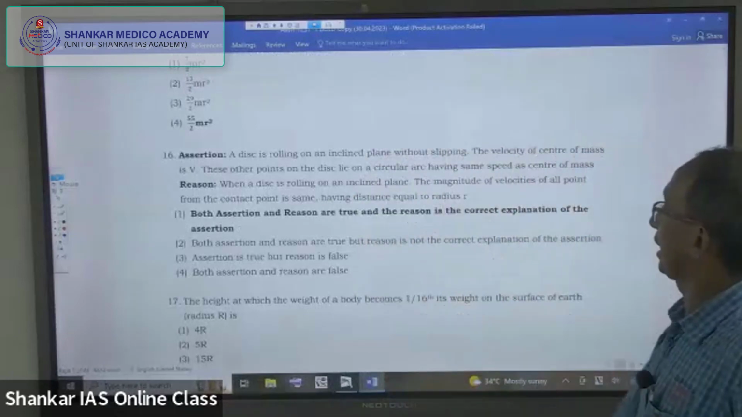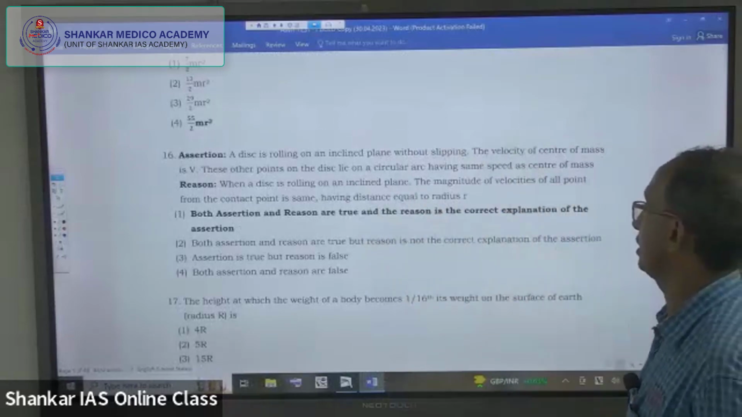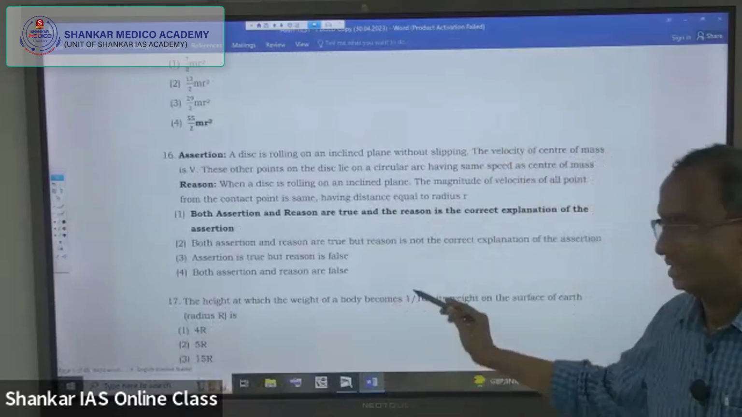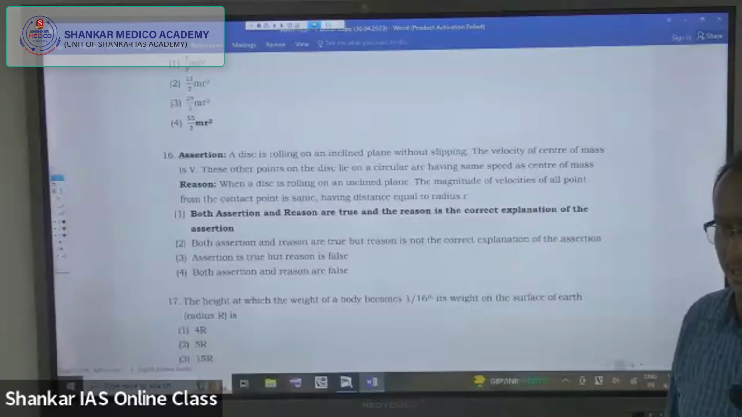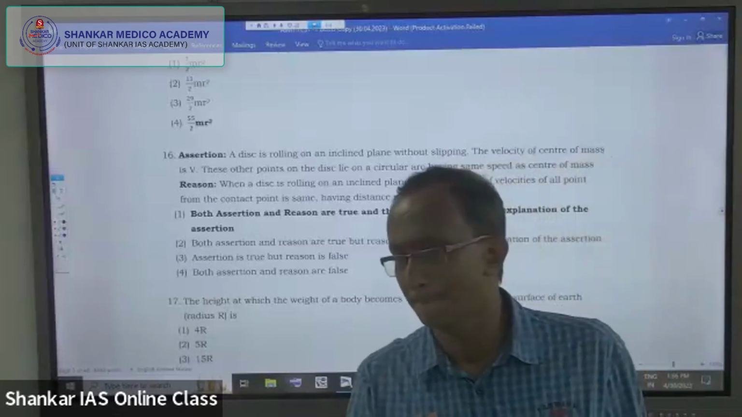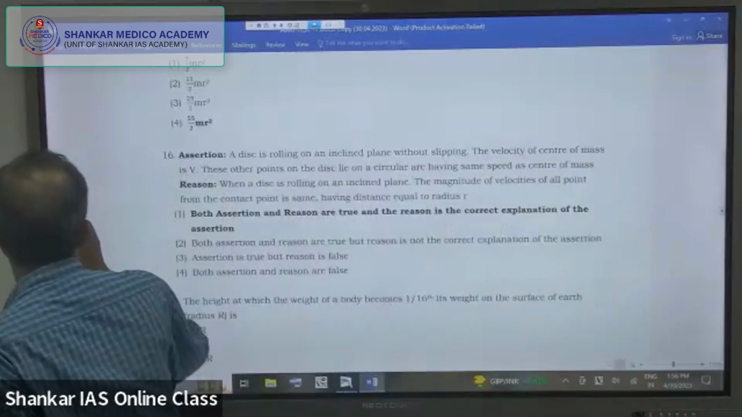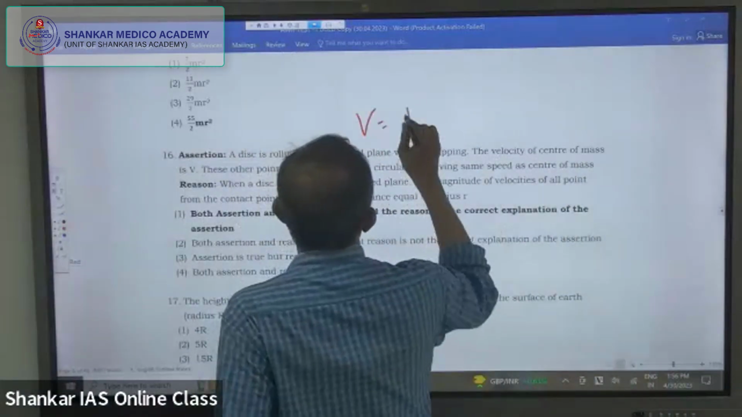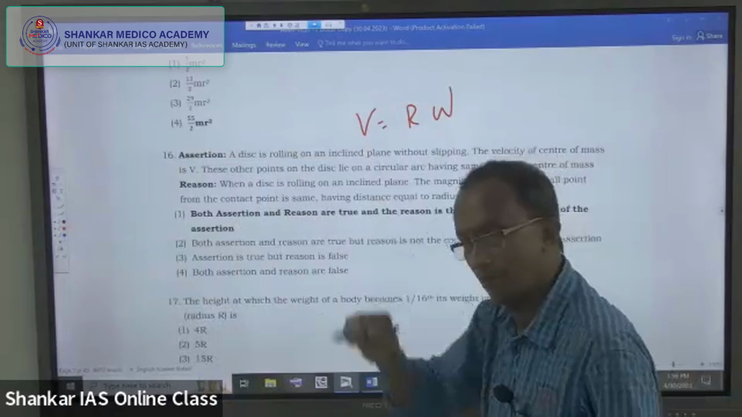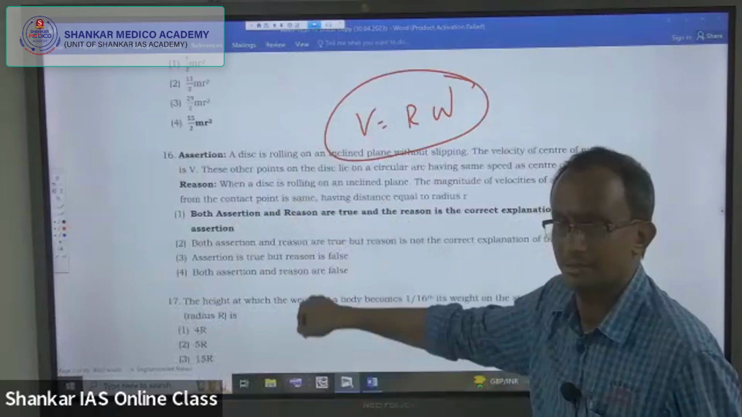A disk is rolling on an inclined plane without slipping. The velocity of the center of mass is v. The points on this line on a circular arc have the same speed as the center of mass. Here, the assertion is correct. The reason is the explanation of the assertion. Can you tell me how it is explained? Very simple equation, you have studied. V equals R omega. Omega will be constant, depending upon R. Each point will have the same velocity. Based on this relation, V equals R omega, this can be explained.